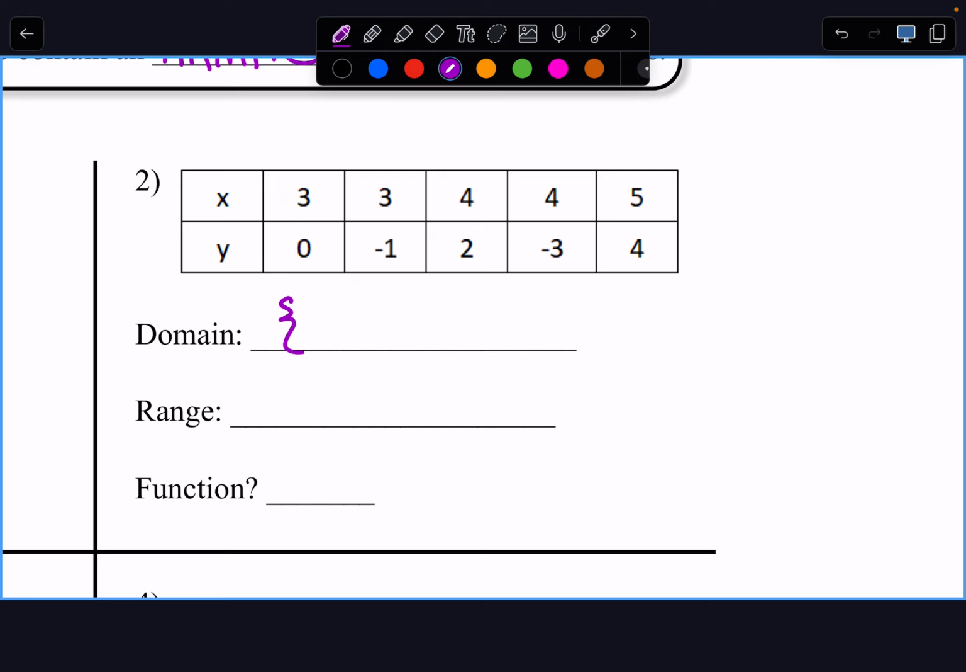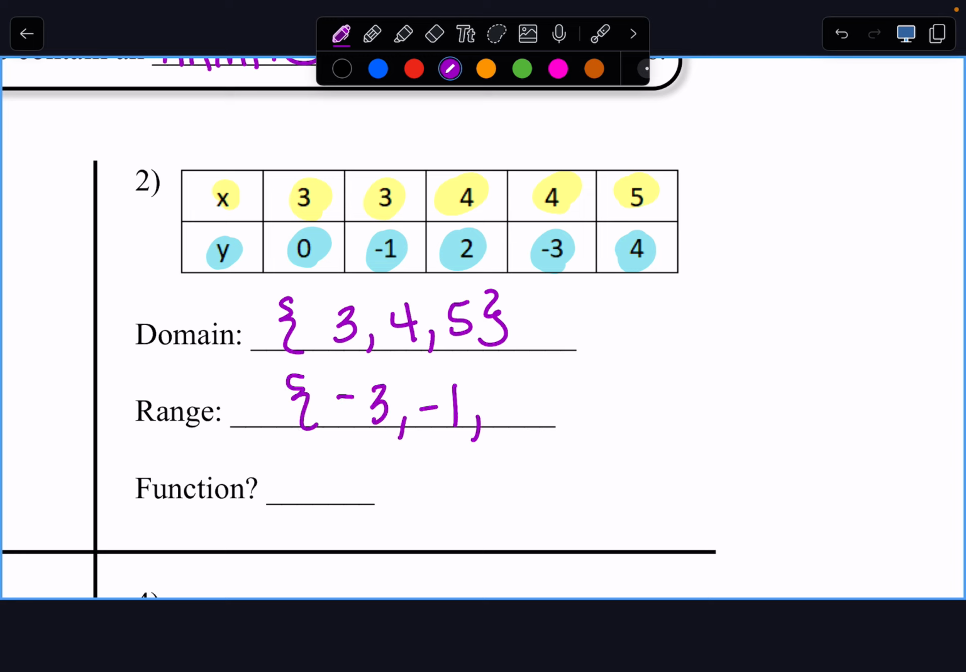Number 2, our domain. What are our inputs? 3, 4, 5. 3, 4, and 5. Okay. We're looking at all of our x coordinates, right? Our domain, our range, we're looking at all of our y coordinates. Okay. If I were to write the range, I would write this. -3, -1, 0, 2, 4. Because I would rearrange them so that they are in order.